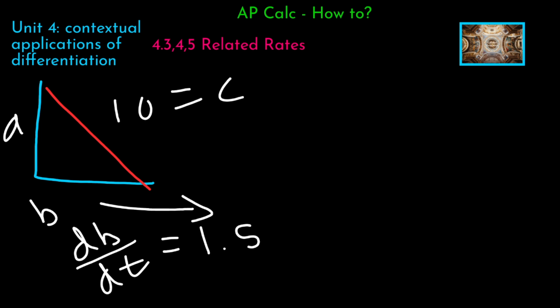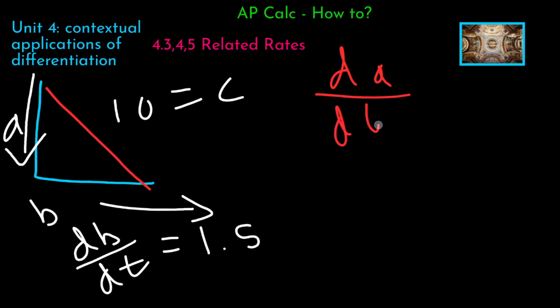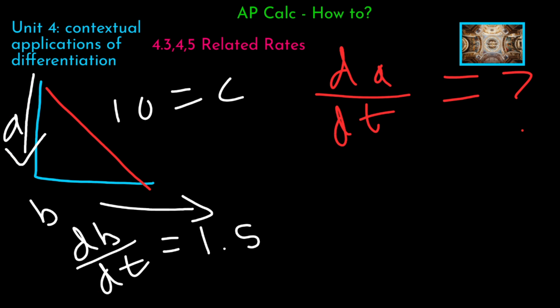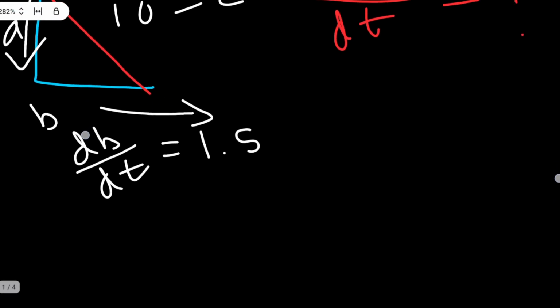Now, it wants us to find how fast the top of the ladder is moving, the rate at which A is changing. So our unknown here, I'm going to write at the top. Always write your unknown at the top. Draw a super descriptive picture. Unknown at the top. And we're ready to solve. We have our knowns and our unknown, and let's get to it.